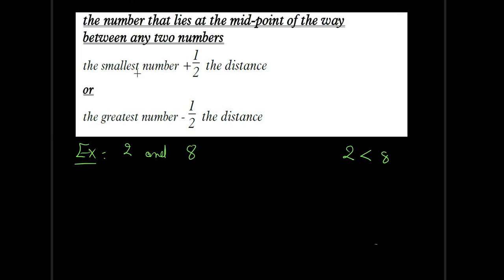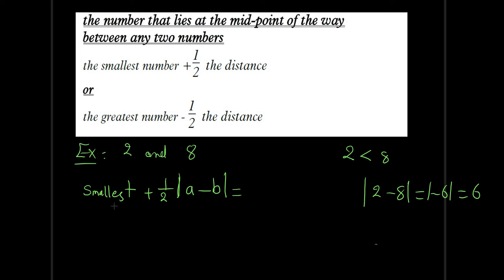So if I want to find it from the smallest, we write the smallest plus half the distance. We need to find the distance first, by subtracting the two numbers. So 2 minus 8 is the distance: the absolute value of -6 equals 6 units. So we apply here the smallest, 2, plus half times the distance, which is 6. We multiply first. Half times 6 equals 3. We simplify: divided by 2 equals 1, divided by 2 equals 3. So 2 plus 3 equals 5.